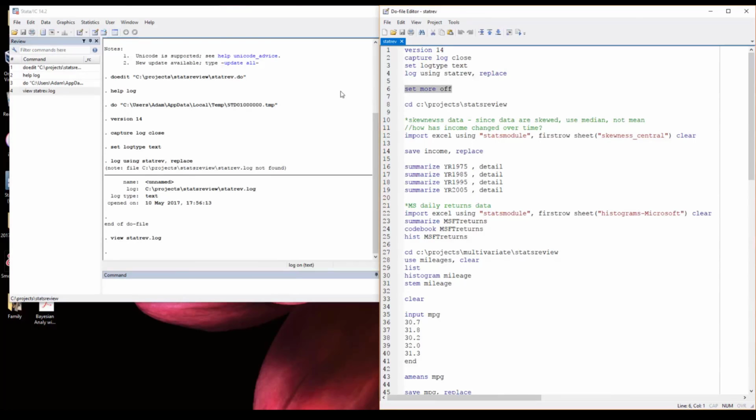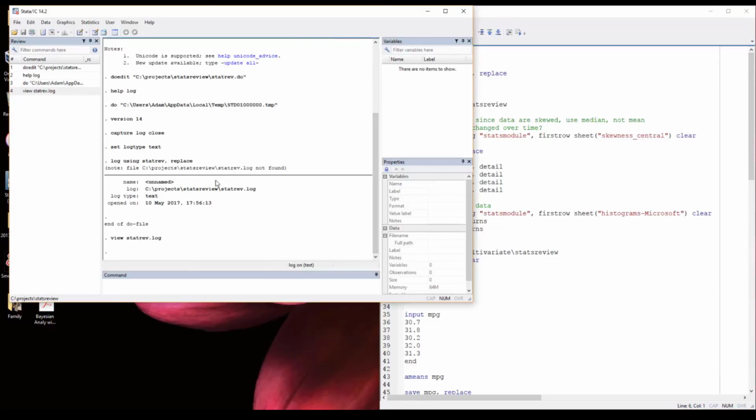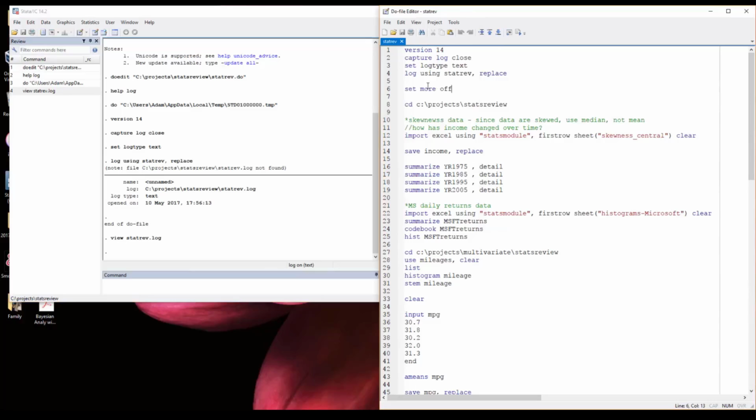Next, I set more off so that Stata doesn't stop when the results window, which is here, is full. This is the results window. When it's full, Stata will stop. So I use this command set more off so that Stata flows smoothly through all of the results.